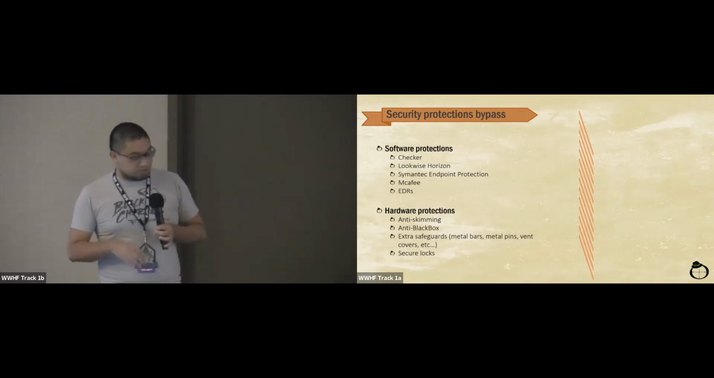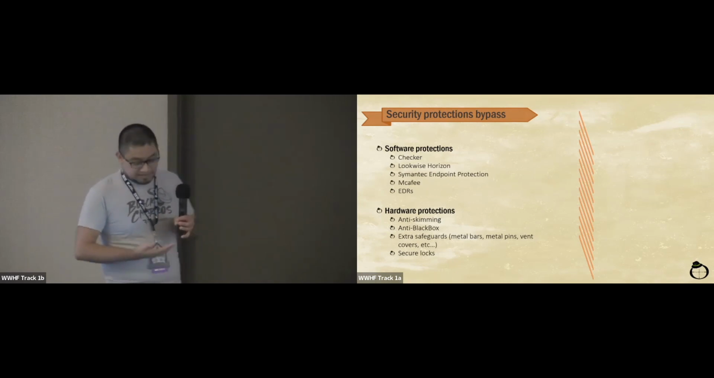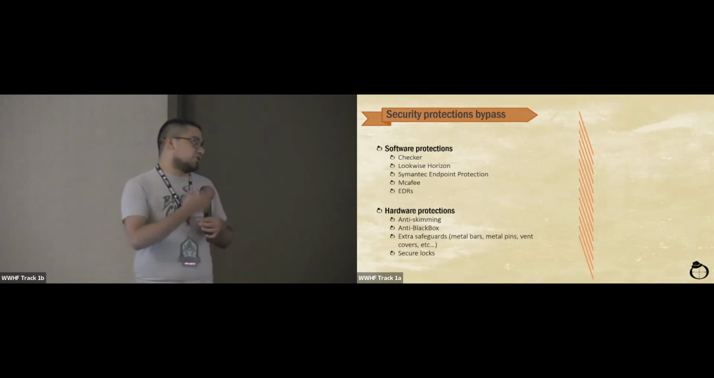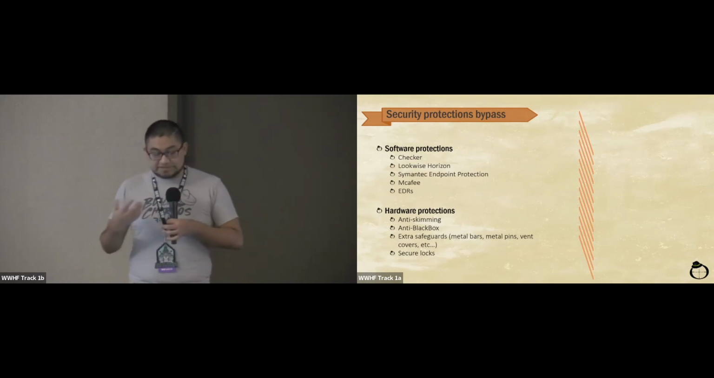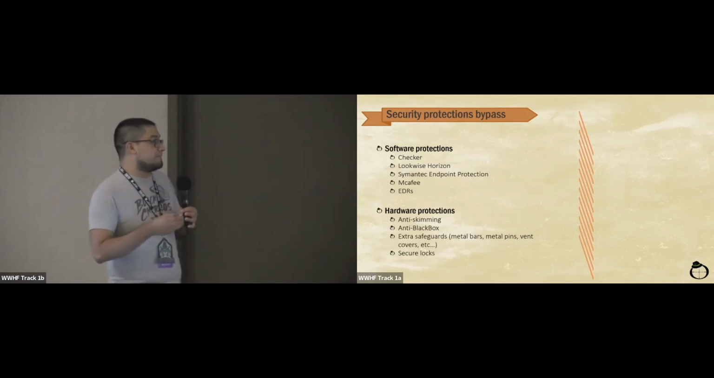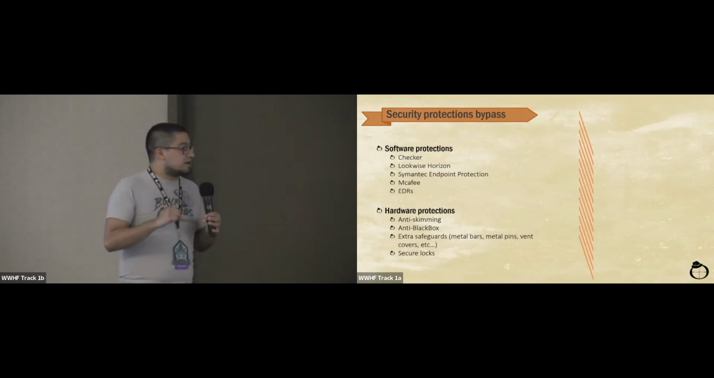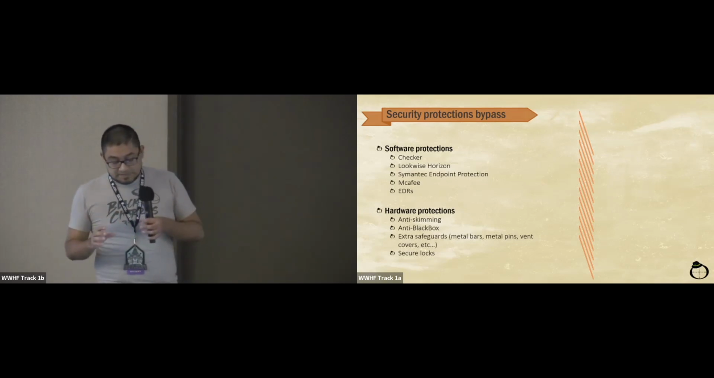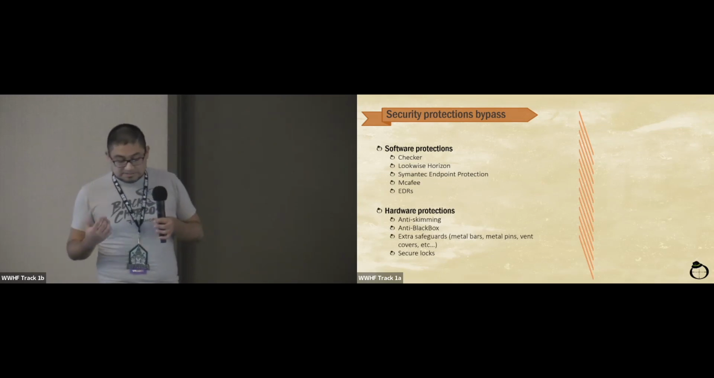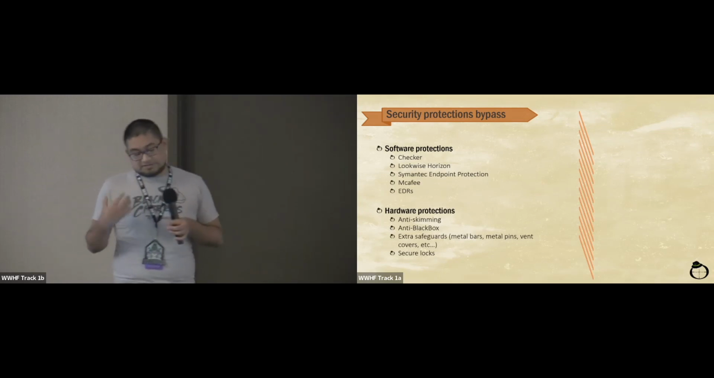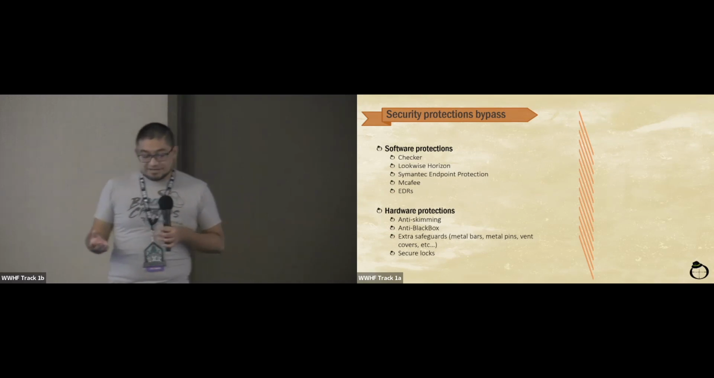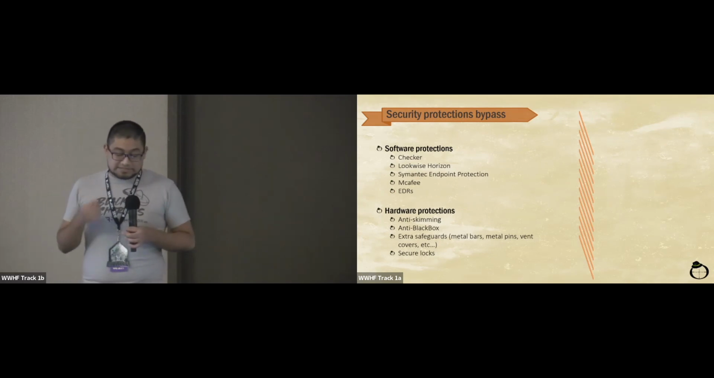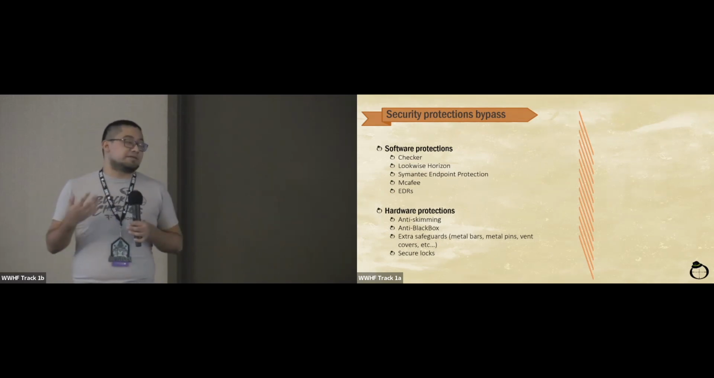In hardware, you will sometimes have anti-skimming, anti-black box, and extra safeguards. These ones have been really fun. We have found metal bars, metal pins, vent covers for protecting the sensors and stuff like that. We have used some air pumps to bypass some of these metal bars. These extra safeguards, we have only seen those in the laboratories, because it's not normal that they will spend all of that money on the ATMs.